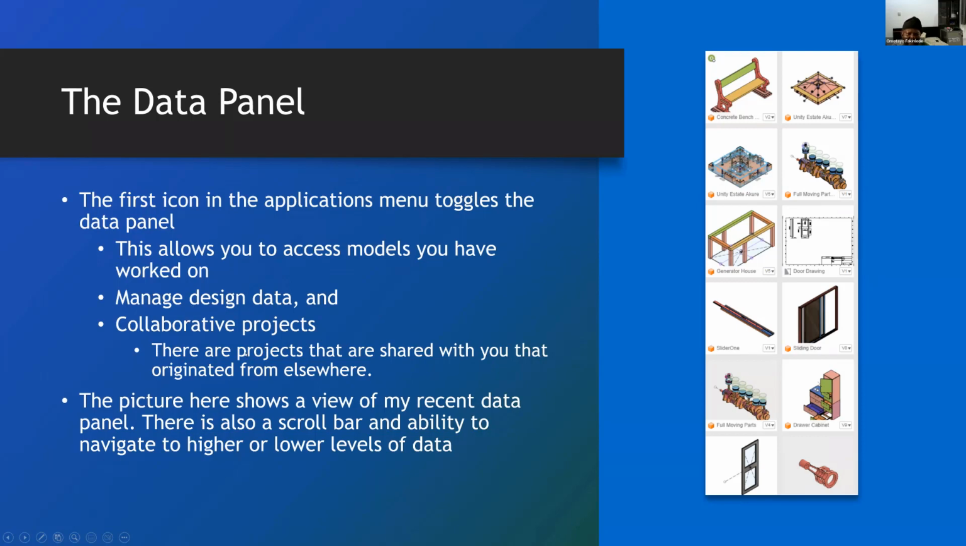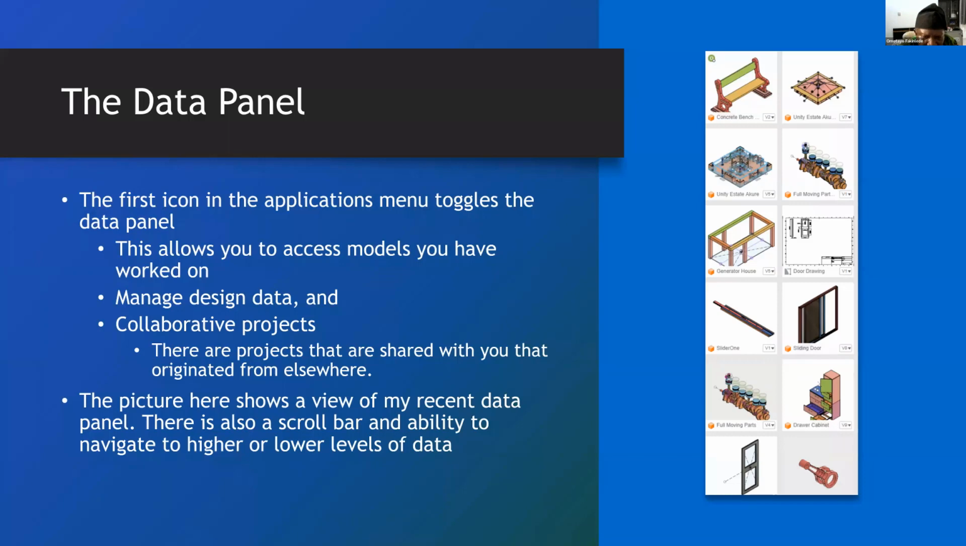The collaborative projects are projects that are shared with you that may not necessarily originate from you, but may originate from your friend or from any other collaborator. So if somebody else is working on a project, those projects are shared with you. You will be able to view them also on the data panel. So what you see on the data panel is not necessarily something that is on your computer. Even your own drawings on the data panel are not necessarily on your computer. So they can be stored in the cloud too.